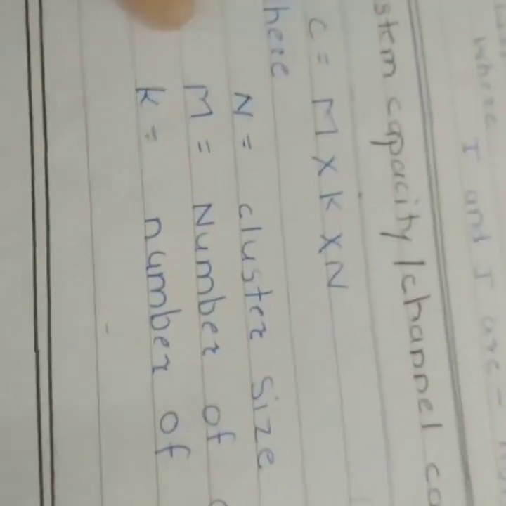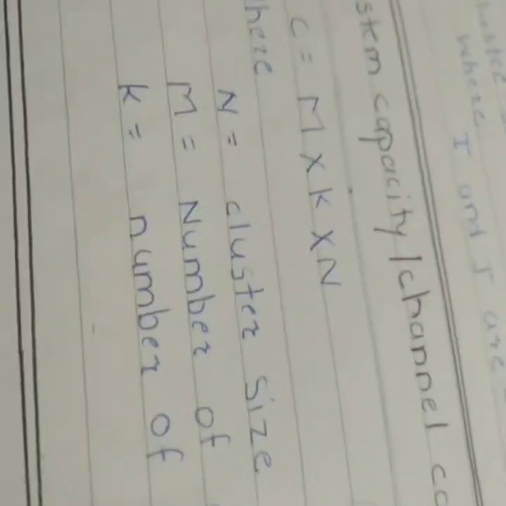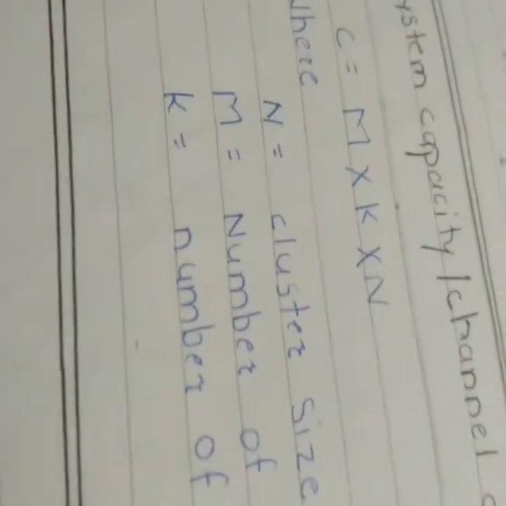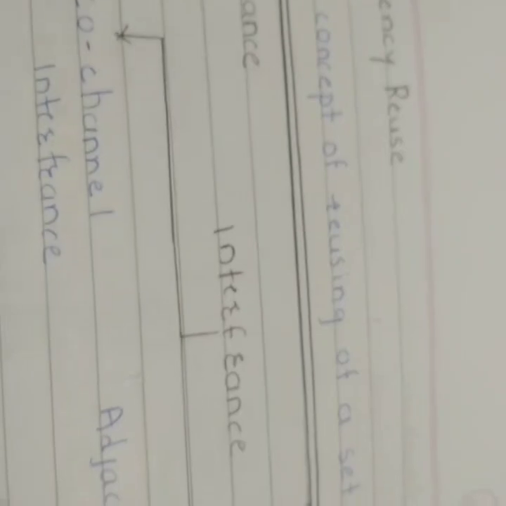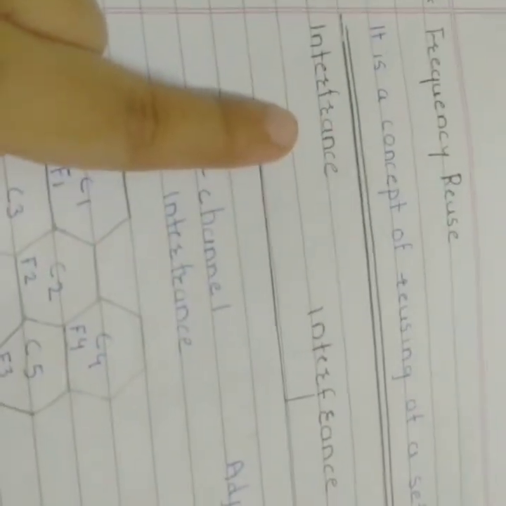So now we will see system capacity, or channel capacity, and how to calculate it. It has a simple formula: C is equal to cluster size into number of clusters into number of channels per cell. So now we will see frequency reuse. It is the concept of reusing a set of frequencies. Like I have said, we have repeated the A frequency in another cell. That's called frequency reuse.